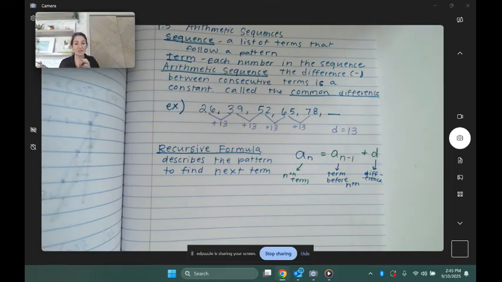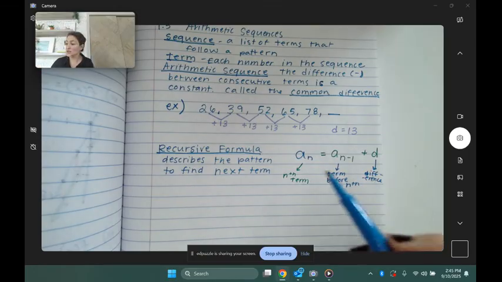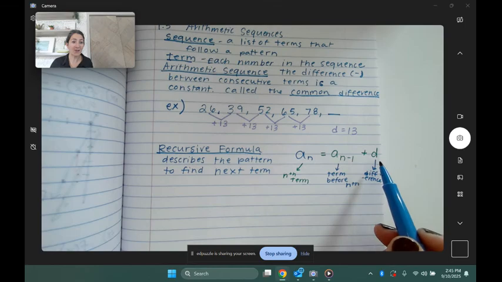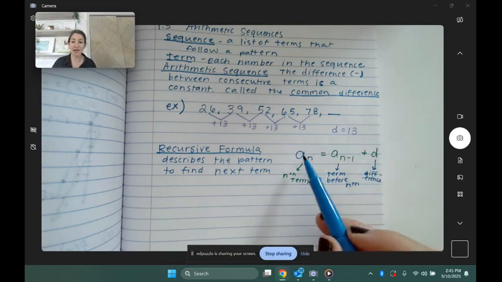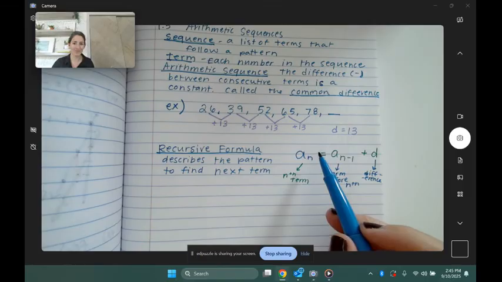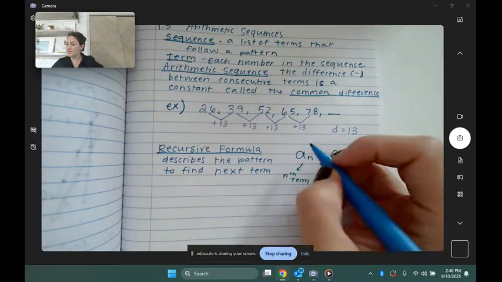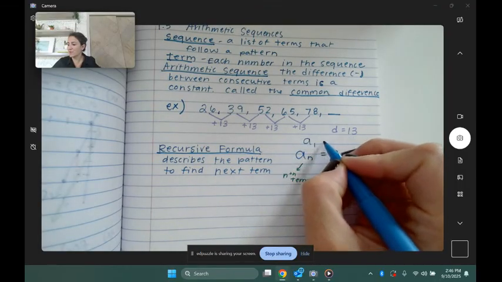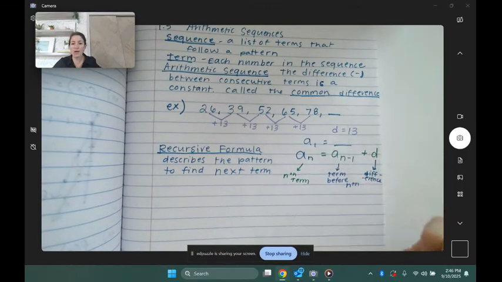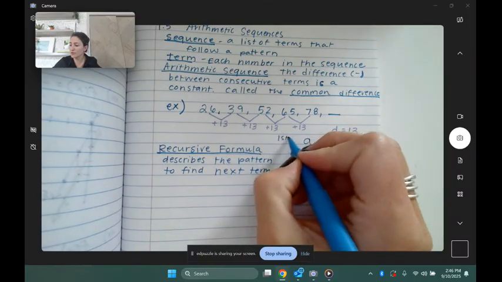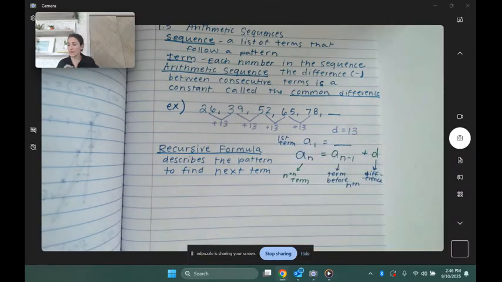But with a recursive formula, I also need to know, where does it start? Because with this, I know I'm going to add 13 to each term, but maybe I start at 0, and then I'd have 0 be my first term. So you also have to say where you start. So I'm going to say a sub 1 equals whatever it is. And that's your first term. Okay, that's a sub 1. So in order to do a recursive formula, you have to say both things. All right, let's see an example.